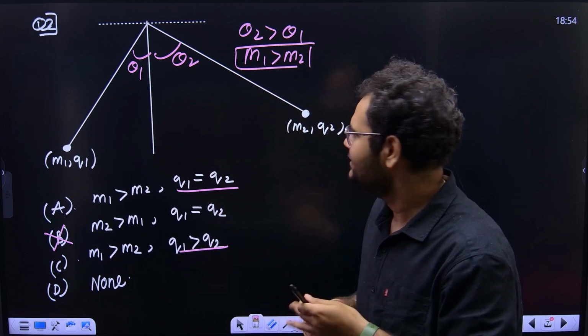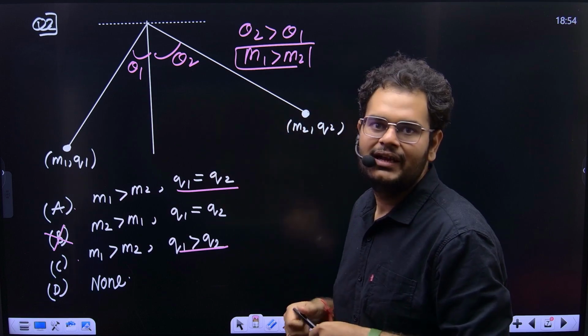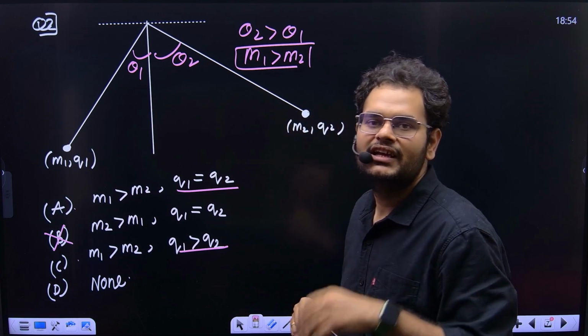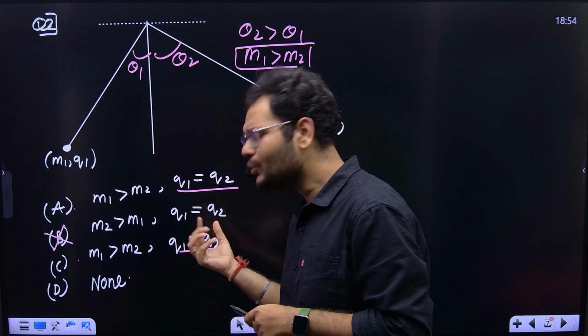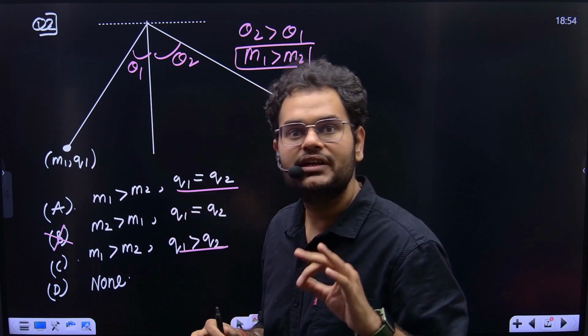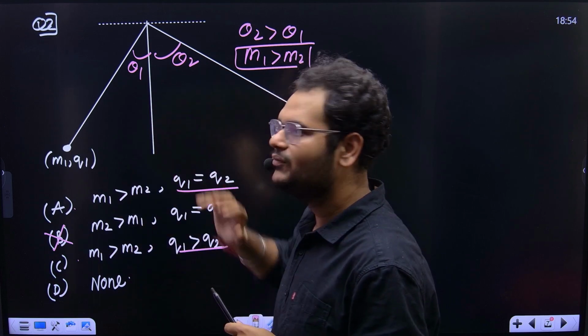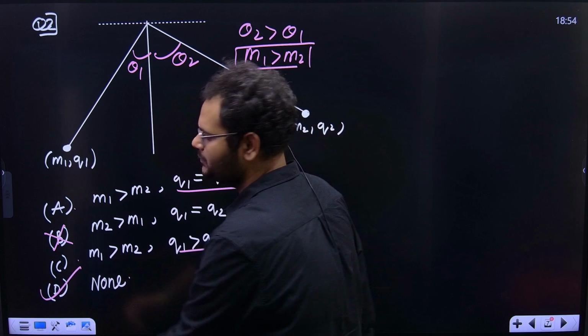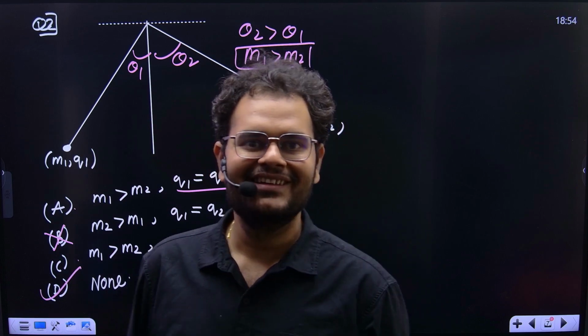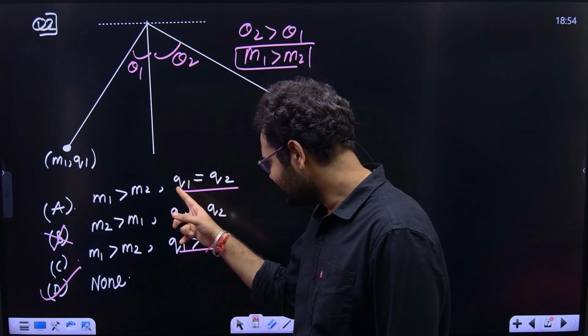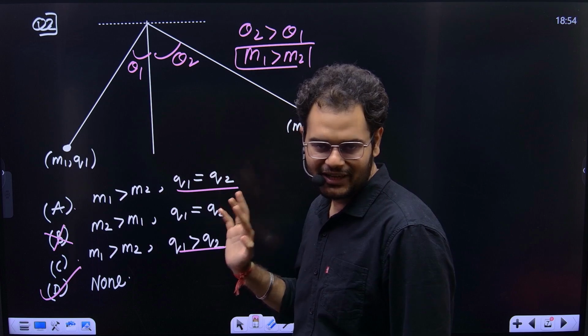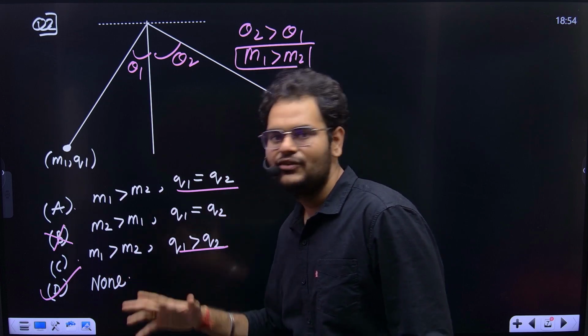Hey, you take any case. If I take charges as equal, then also the same answer will be there. If I take Q1 greater than Q2, same answer. Q2 greater than Q1, same answer. That means the same diagram will be there. So what is the correct answer? D. Are you getting it? So maybe you have ticked A. If I am correct, you have ticked A or C. Okay. If you have ticked D, very good, very good.